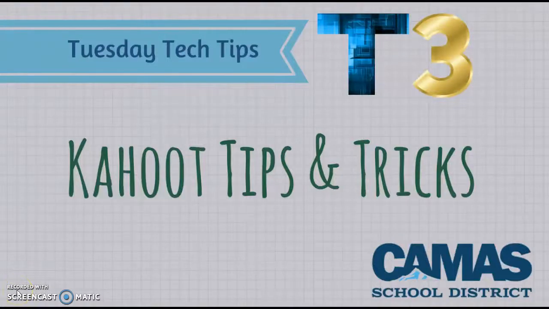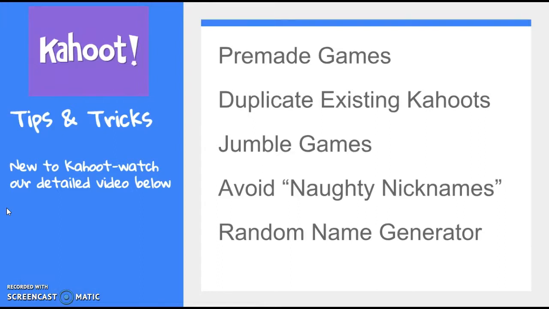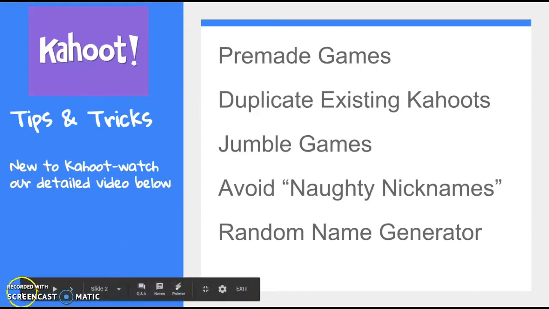Today's tech tip goes over some tips and tricks for using Kahoot in the classroom successfully. I'll show you how to find pre-made games made by the Kahoot staff, how to duplicate existing Kahoots and adjust them for your own use, how to play a Jumble game, a very great trick for avoiding naughty nicknames, and the use of the random name generator. If you're new to Kahoot, please watch our detailed video below.